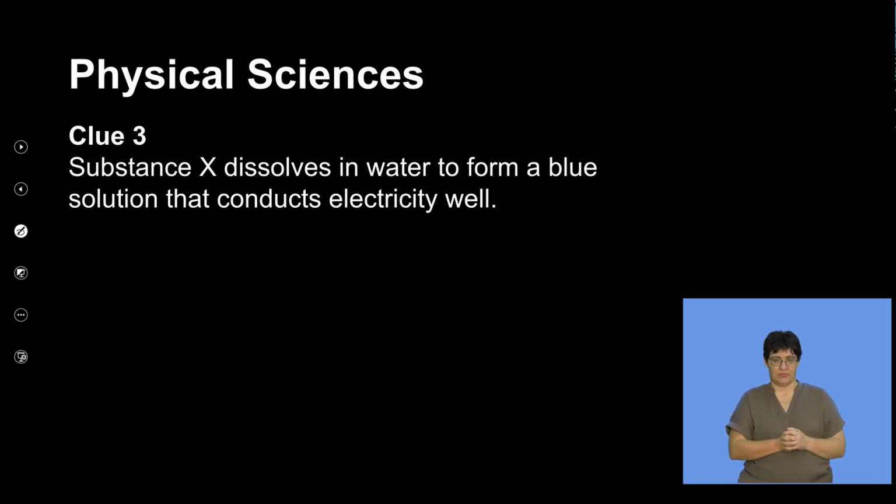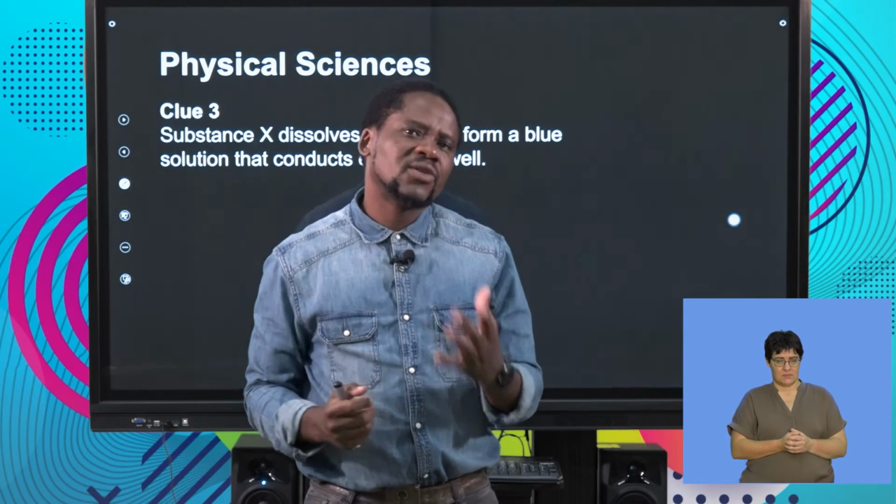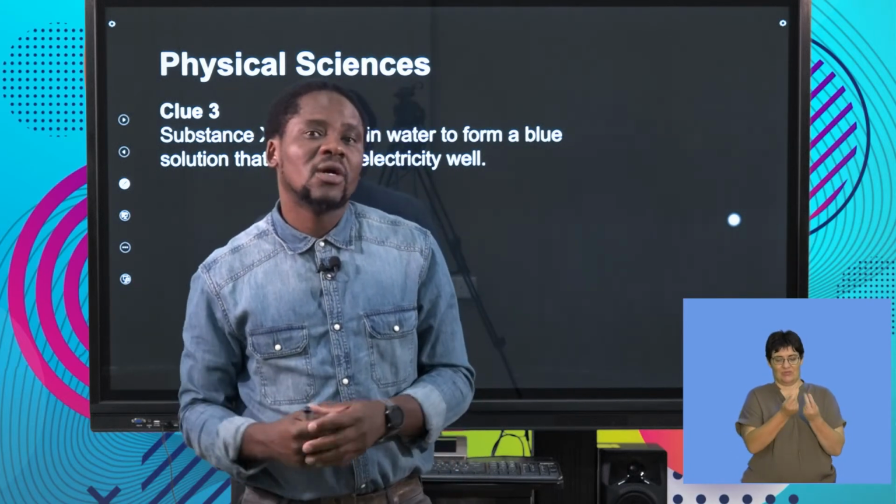And then the third clue says substance X dissolves in water to form a blue solution that conducts electricity well. So if X is dissolved in water, it forms a solution, the color of the solution is given, and this resulting solution actually conducts electricity. So which property is being referred to in this case? We are talking about the solubility of a substance.